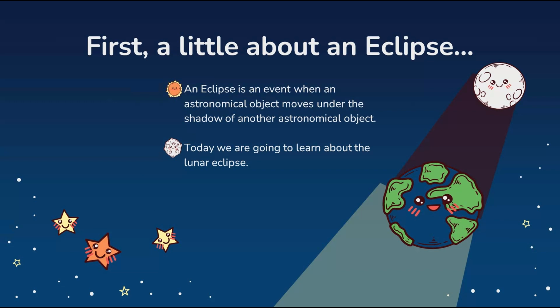So first, let's learn a little bit about an eclipse. An eclipse is an event when an astronomical object moves under the shadow of another astronomical object. So today we're going to learn about the lunar eclipse.